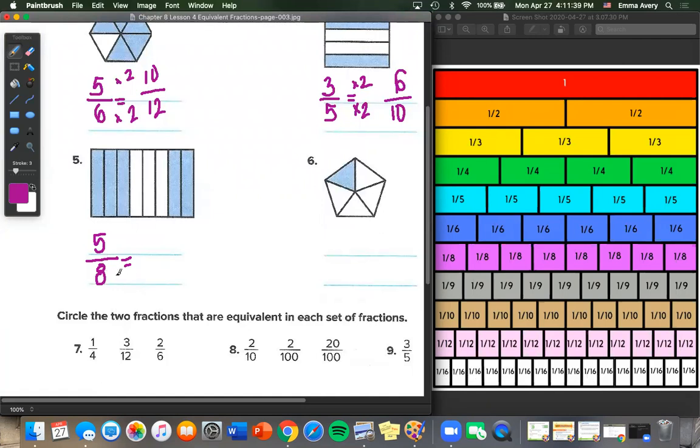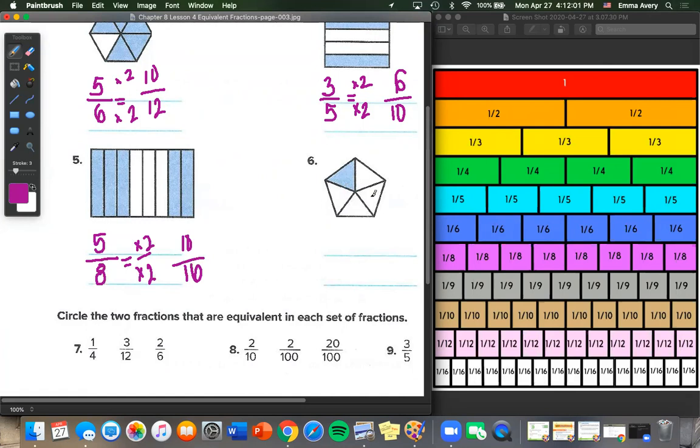So let's see. What times 8 equals 16? Well, it's going to be 2. So 5 times 2 is 10 over 16. And we could count 1, 2, 3, 4, 5, 6, 7, 8, 9, 10, but that would take a little bit longer. So let's go to number 6.